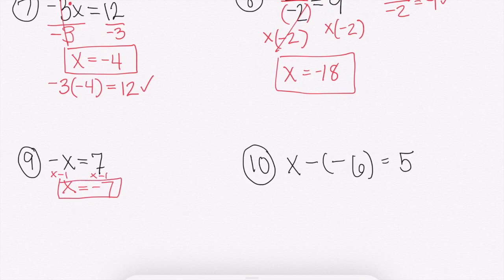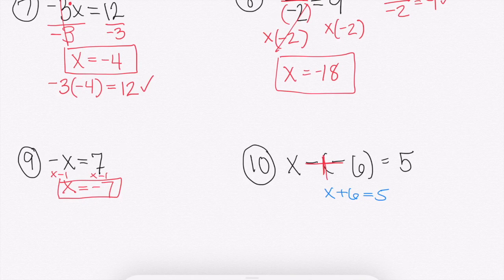And then lastly, number 10 here, I'm actually going to do a step first before I go to solve, because I see 2 negatives, which I do not like. Double negatives really just make a big plus sign. This problem is really just x plus 6 equals 5, and we don't want to know x plus 6, we want to know just x.